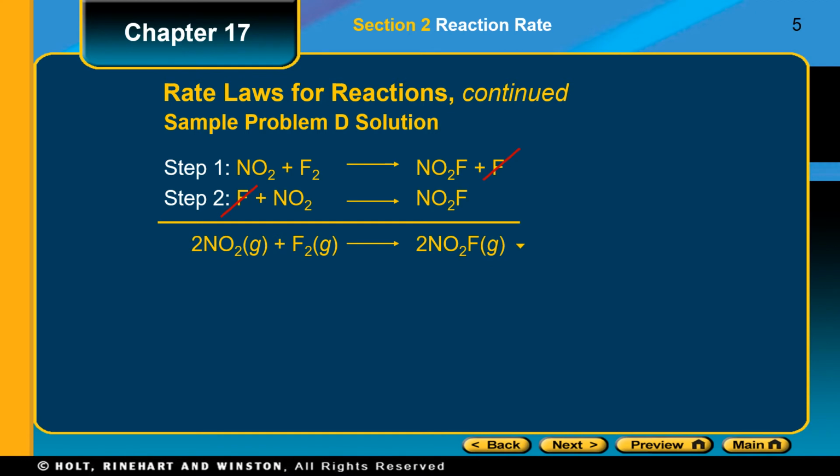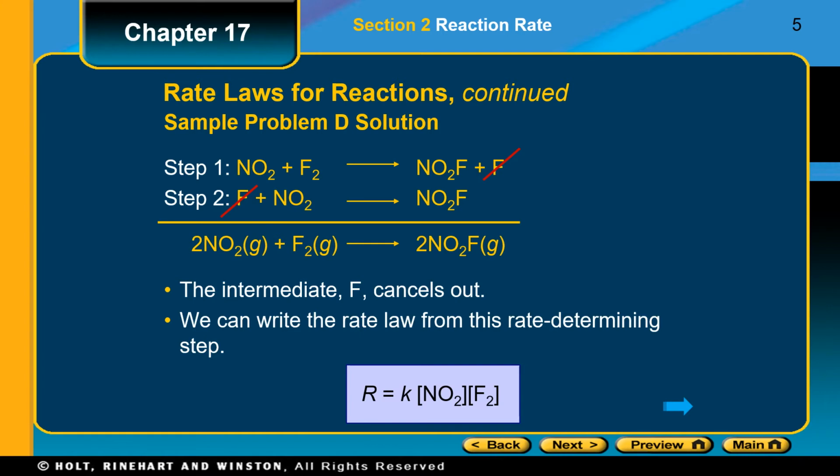The two fluorine atoms can cancel out, and then when I add them together, on the left side I'm going to have two molecules of nitrogen dioxide plus the fluorine molecule, forming two nitryl fluoride molecules. So the fluorine atoms were canceled out, so those were intermediates. It's something that was formed in one step that's used up in the next step. That's why it's called an intermediate.